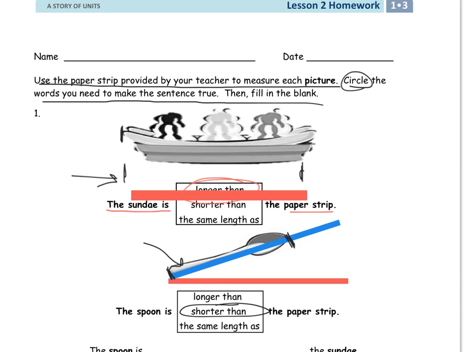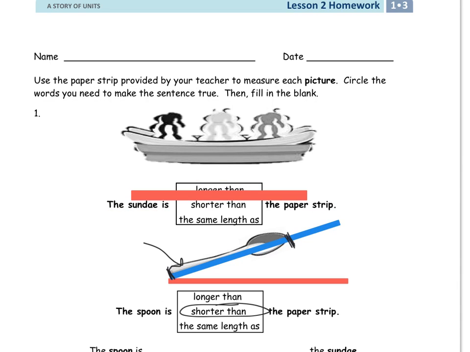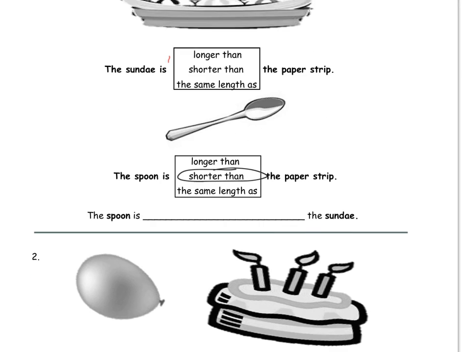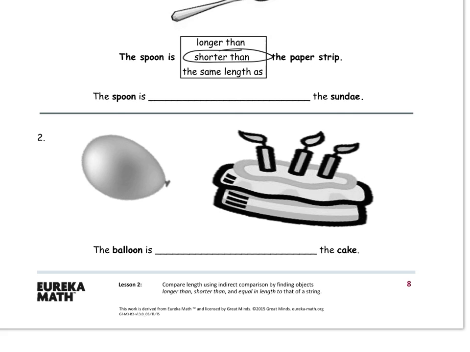So now what I'm going to do is I'm going to go down below. I'm going to delete off a few things so you can see when I get down there. But we're going to take a look at the bottom question. And what the bottom question is, it's going to be talking about the balloon compared to the cake. So really, we could measure off with our paper strip and make a mark on our paper strip.